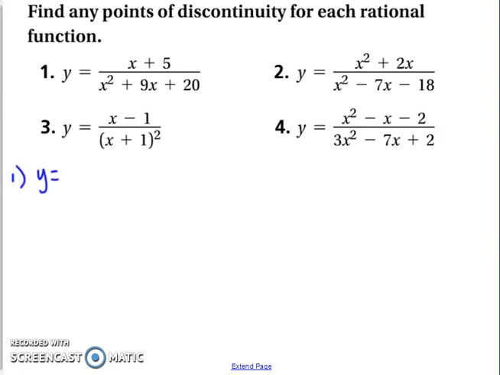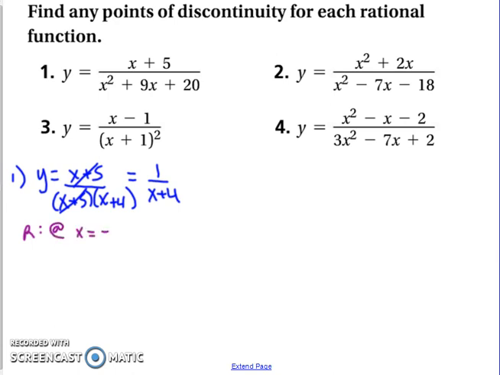So again, I'm going to factor. For the first one, I'm going to factor my denominator to be x plus 5 and x plus 4. I can cancel out my x plus 5s. So I have 1 over x plus 4. So this has removable discontinuity at x equals -5 because I took it out. And I have non-removable at x equals -4.